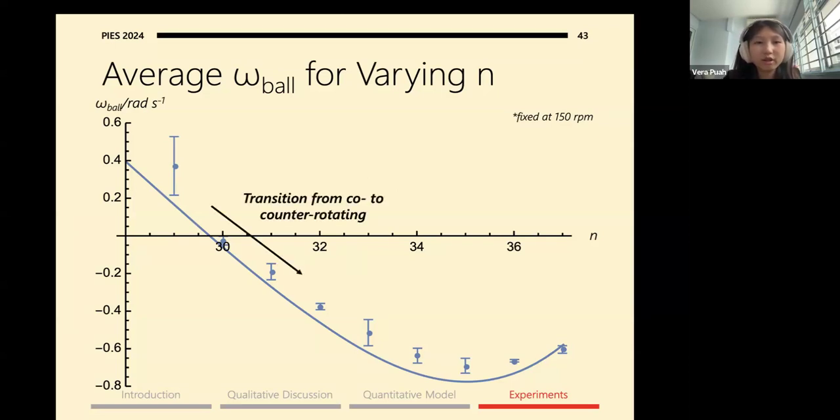So over here, what we can see is that there's a transition from co-rotating to counter-rotating as it goes down. And as it goes up, the average omega ball actually decreases again because the ball motion is very restricted. So the distance that it can travel is much less.